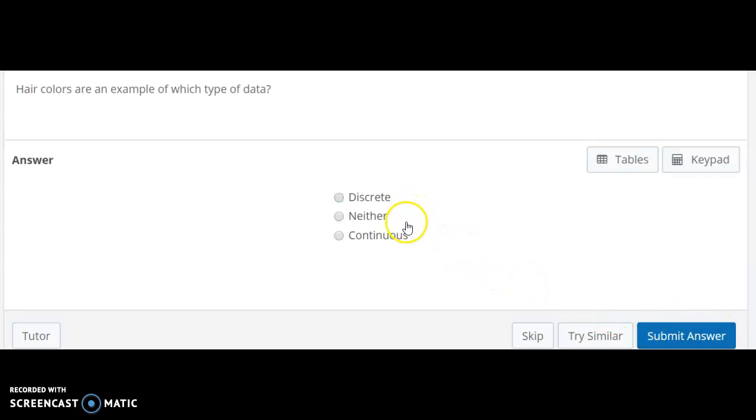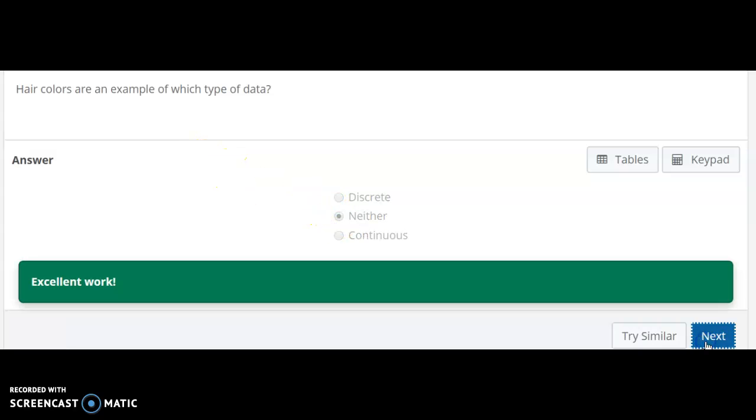Hair color. So it's qualitative data, and we typically think of discrete and continuous, for the most part, as referring to quantitative data. So hair color really isn't even represented by a number, so that would be neither.